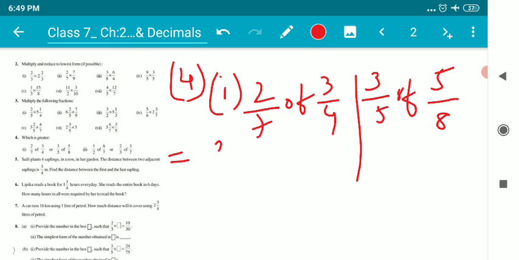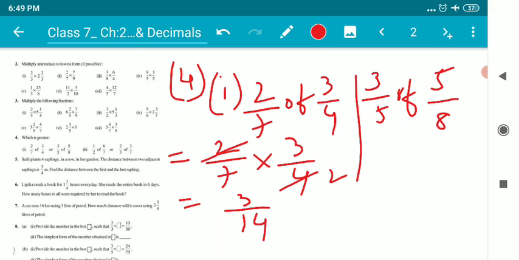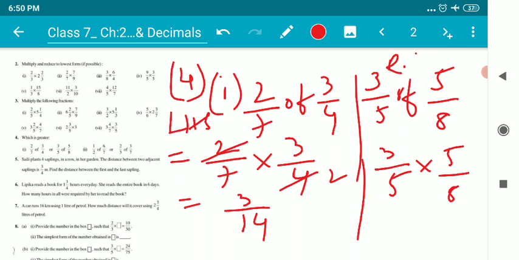Let us calculate. 2 by 7 of means into 3 by 4. So I can cancel this 2 and 4. I'll get 2. Answer is 3 by 14. And from this one, 3 by 5 into 5 by 8. Children, I would rather suggest you to mention LHS and RHS, because these two are different set of numbers. Now this 5 and this 5 will be cancelled. I'll get 3 by 8.